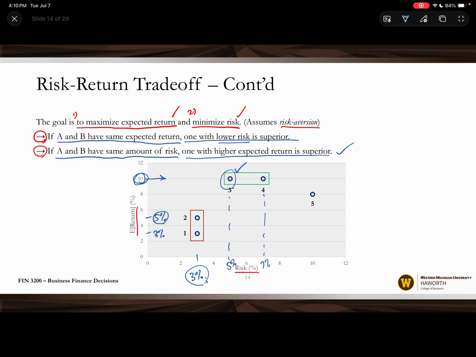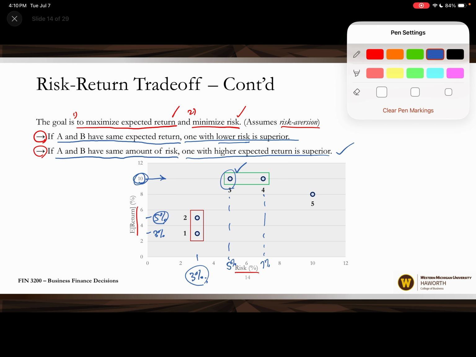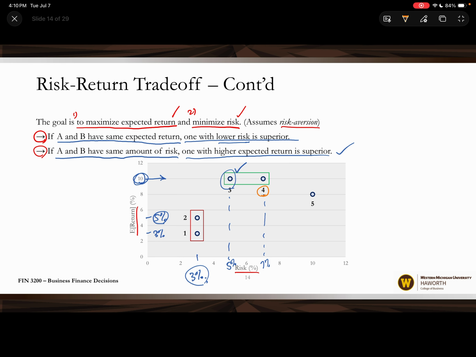So usually in class I also ask, how about 4 and 5? 4 versus 5. Think about it. 4 is clearly better. 4 has a lower volatility compared to 5, 7 is lower than 10, but it's generating a greater expected return, 10 versus 8. So it's better on both fronts, expected return and lower risk.